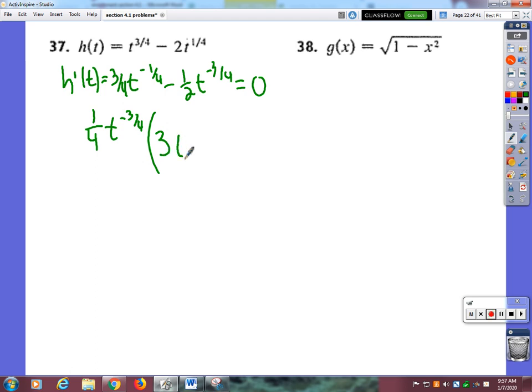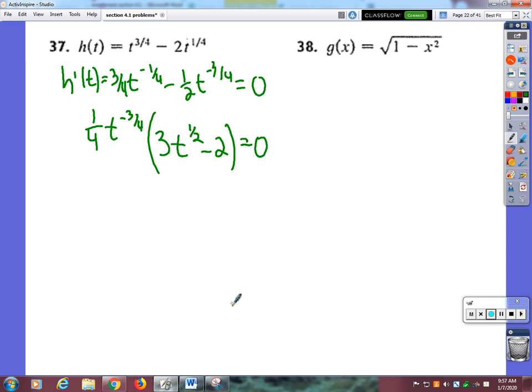To find the exponent on this t, I have to go t to the negative 1/4 divided by t to the negative 3/4. And when you're doing that, you just subtract the exponents, right? So negative 1/4 minus negative 3/4 is really negative 1/4 plus 3/4, which is 2/4, or 1/2. And then 1/4 goes into 1/2 twice. So there you go.